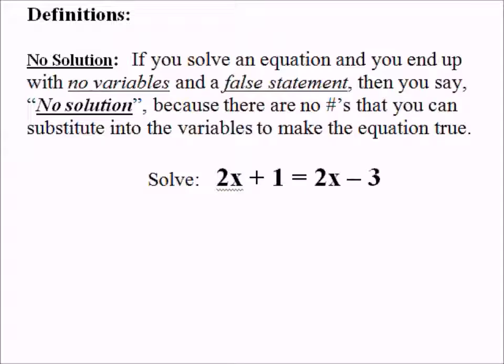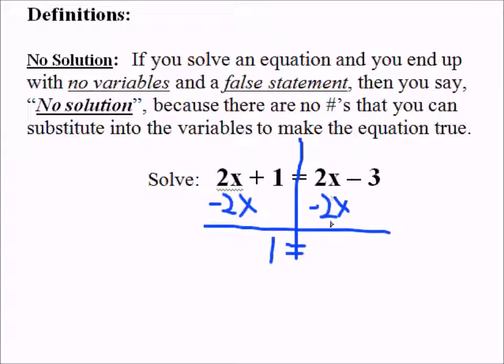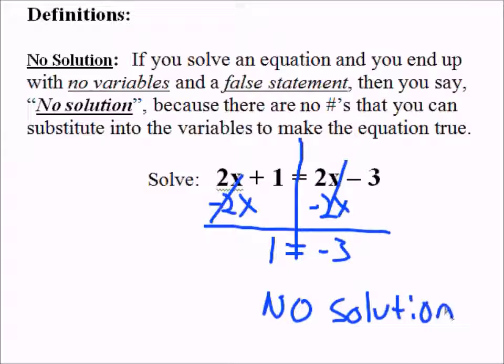Let's take a look at an example. Suppose I give you 2x plus 1 equals 2x minus 3. So we're going to go ahead and solve that. Subtract 2x from both sides. 2x's minus 2x's gives you, well, no x's, so we have a 1. 2x's minus 2x's leaves us with no x's again, so we're left with a negative 3. 1 doesn't equal negative 3. In this case, we say that there is no solution. Again, the reason this works is because 2 times some number plus 1 can never be equal to 2 times some number minus 3.